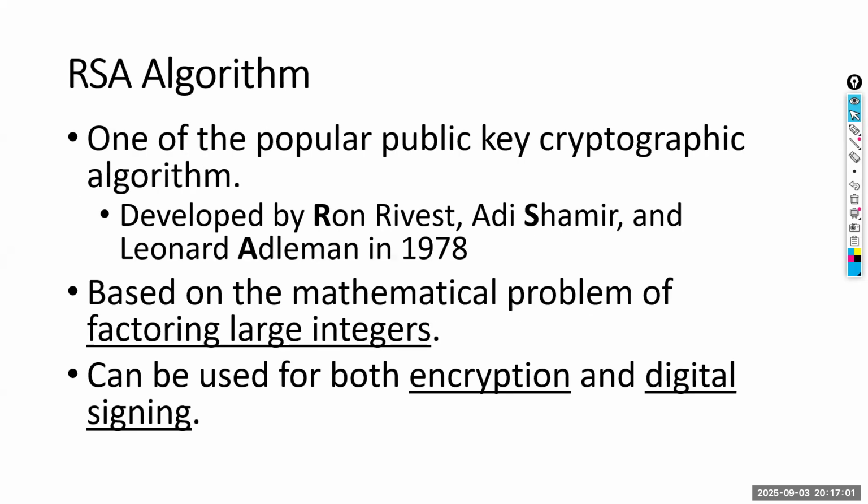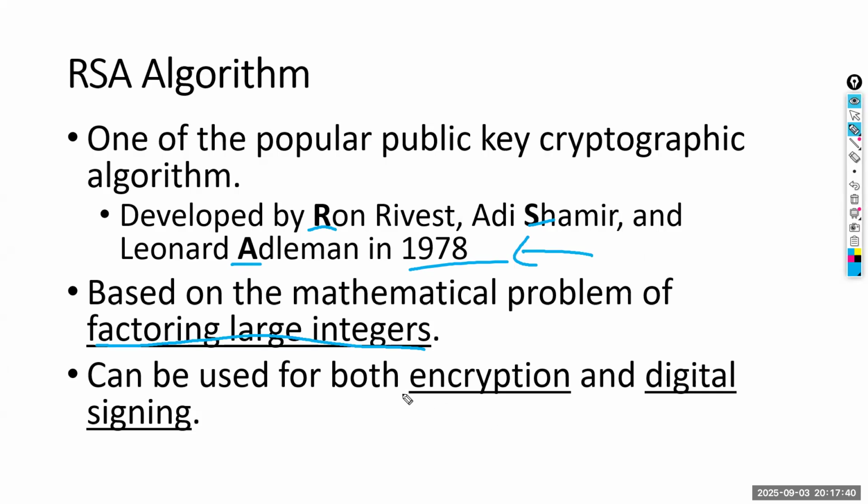So RSA stands for the three guys who came up with this algorithm: Ron Rivest, Adi Shamir, and Adleman. Okay, so the three letters come from their names, RSA. They developed this somewhere around 1978, and this is the most widely used asymmetric key cryptography algorithm even today. Okay, so this is based on some concepts like factorizing large integers, prime numbers, and so on.